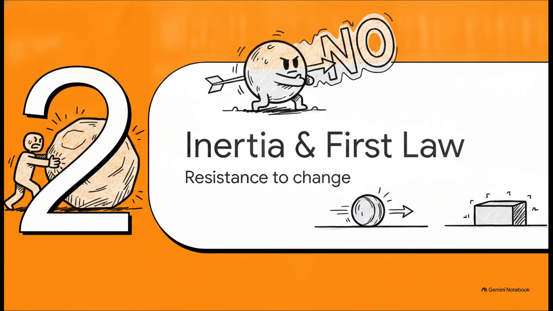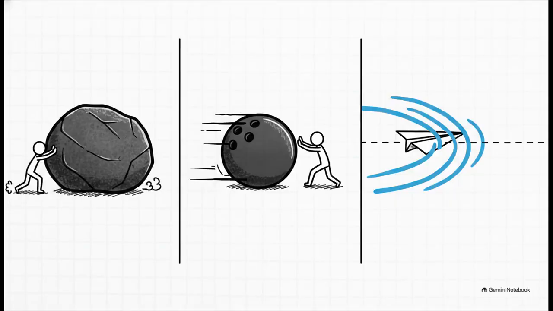Which brings us to Section 2, inertia and the first law, the resistance to change. So, now that we know what a force actually is, let's look at how everyday objects naturally try to resist it. This is a concept Sir Isaac Newton called inertia, and it is the beating heart of his first law of motion. You see, physical objects are fundamentally stubborn, and they're stubborn in three very specific ways.